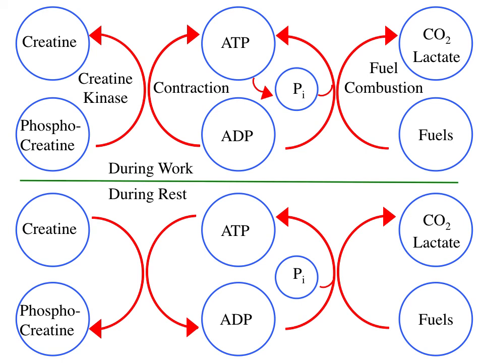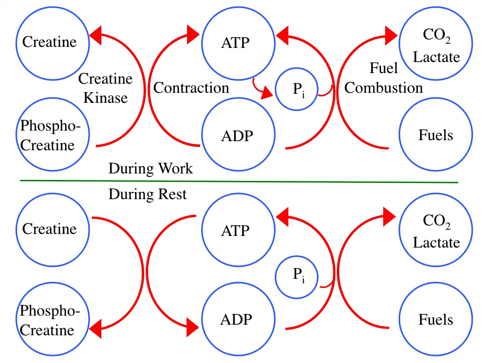Up at the top there, during work, what's the difference between phosphocreatine and creatine? Well, creatine is just a phosphate placeholder. When you have that phosphate, it's called phosphocreatine. During work, we give the ADP that phosphate, and then phosphocreatine is converted into creatine through this enzyme called creatine kinase, making that ATP.